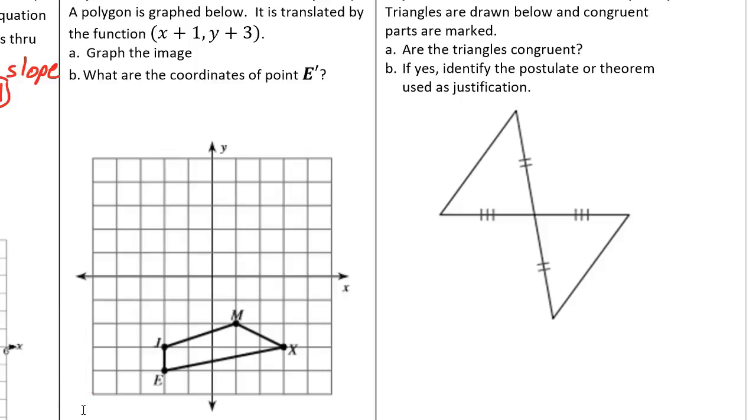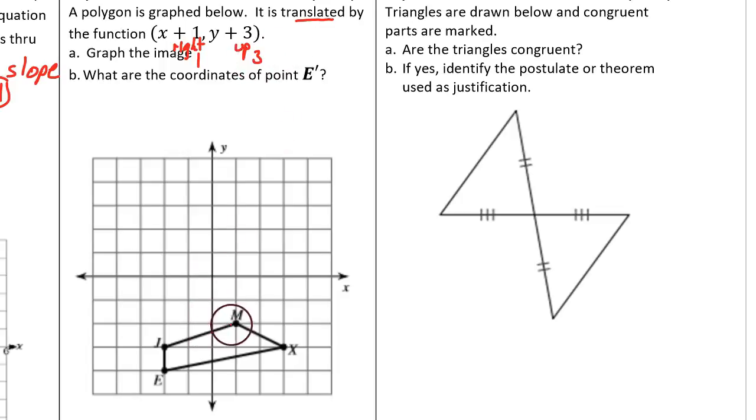Here's the answer for day 2, problem 1. A polygon is graphed below. It is translated by the function x plus 1, y plus 3. Translated means it's slid. X plus 1 means that it's slid right one spot. Y plus 3 means that it's slid up 3 spots.